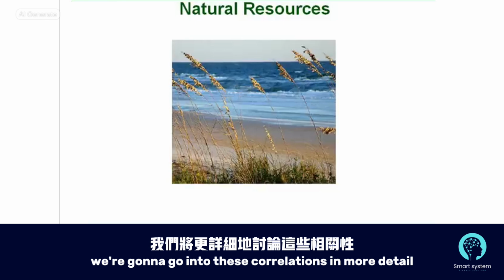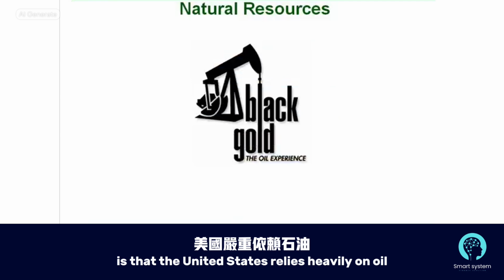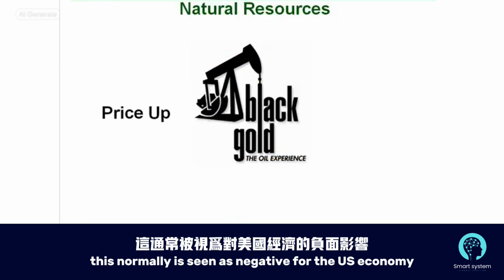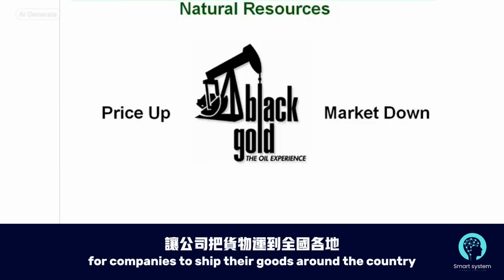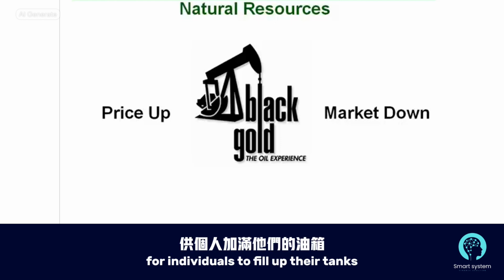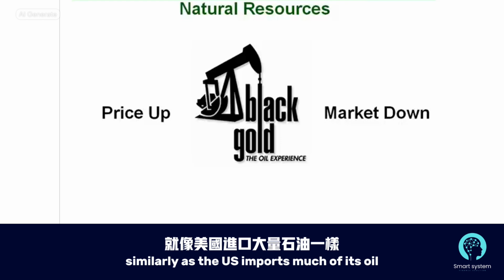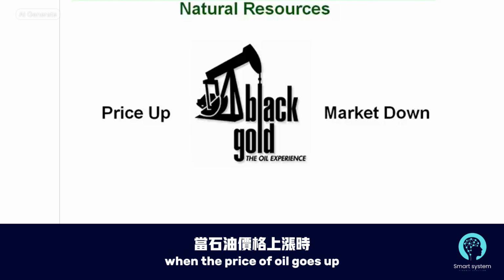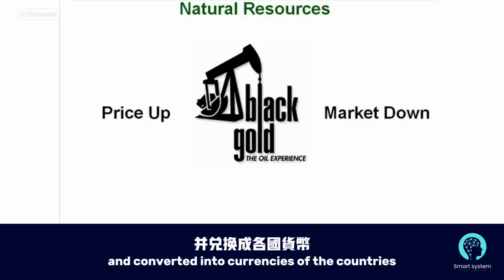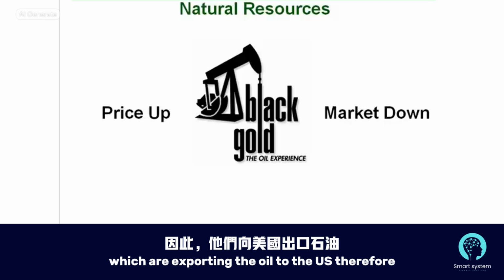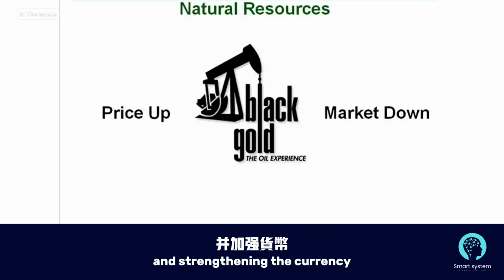We're going to go into these correlations in more detail in later lessons, but a short example here is that the United States relies heavily on oil, so when the price of oil goes higher, this normally is seen as negative for the US economy, as it then costs more for companies to ship their goods around the country or overseas, or for individuals to fill up their tanks with gas, leaving them with less money to spend. Similarly, as the US imports much of its oil, when the price of oil goes up, this means more dollars are being sold and converted into currencies of the countries which are exporting the oil to the US. Therefore, all else being equal, weakening the US dollar and strengthening the currency of the exporting country.